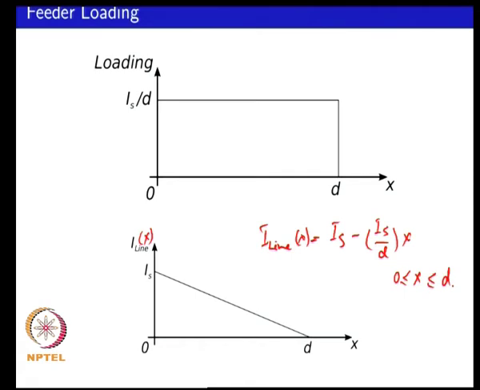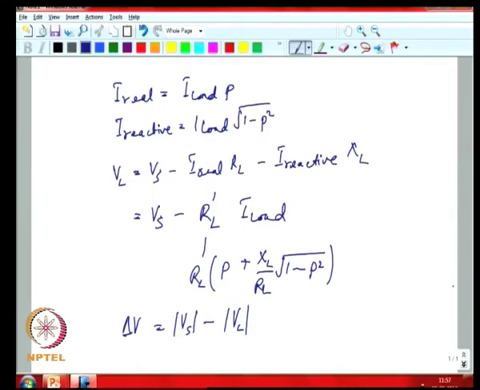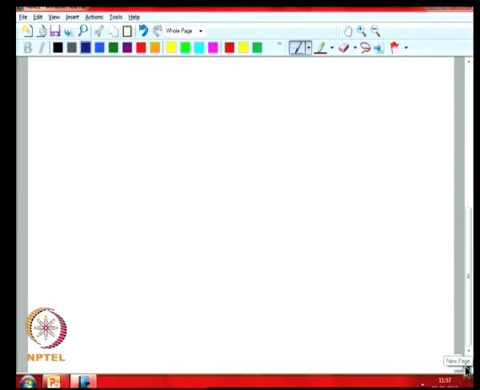So now that you know what the current is along the feeder, you could then calculate what your voltage is going to be at different points along the feeder. So to do that, consider a point along the feeder.